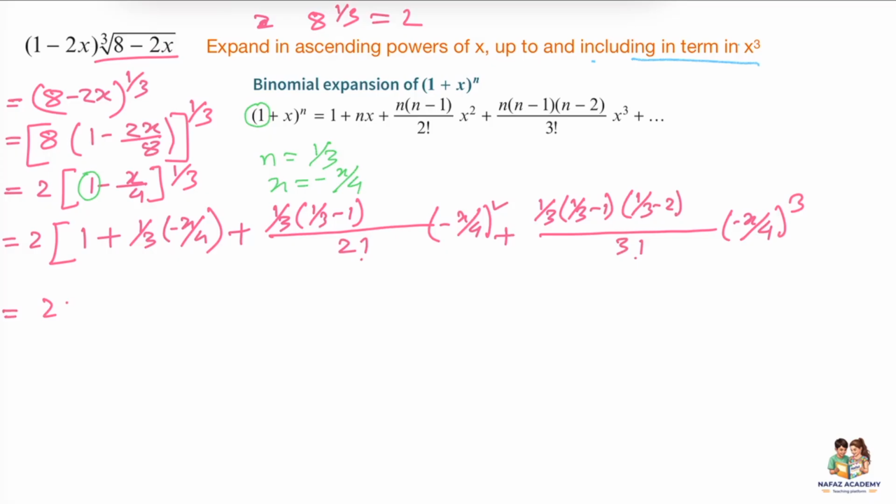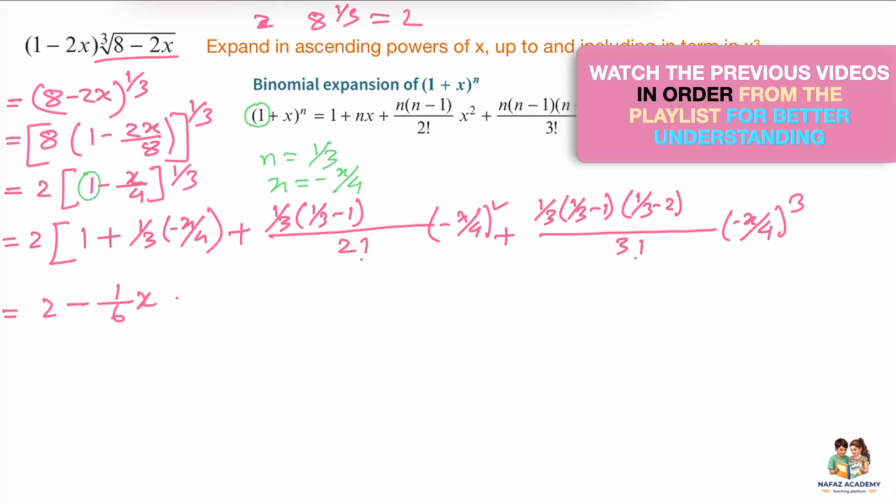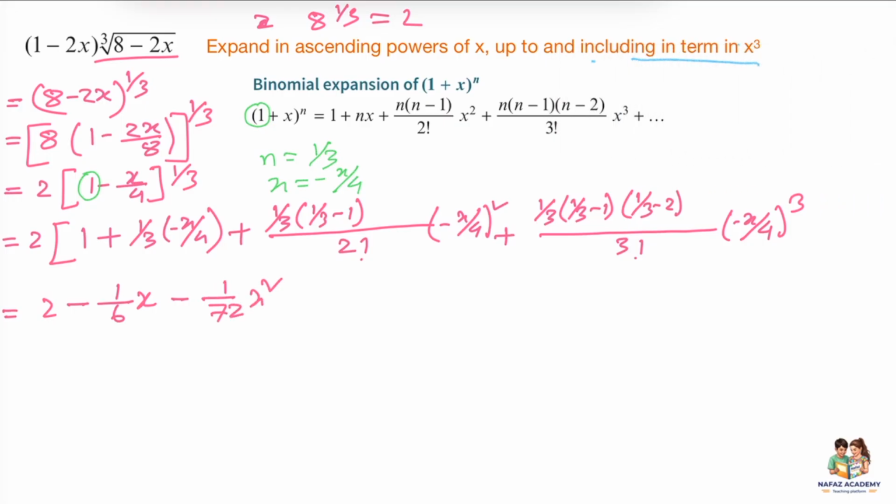Now what is the value? I am using the calculator. 2 times 1, that is 2. And for the x term, minus x over 4, times 1 over 3, it is minus 1 over 6, and 1 over 72 x square. And for the x to the power 3 term, it is 5 over 2592 x to the power 3. I am using the calculator. You may use your calculator. Time is very valuable, you know.